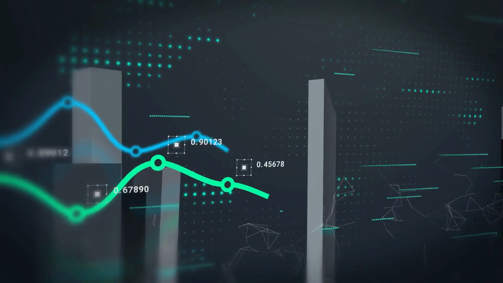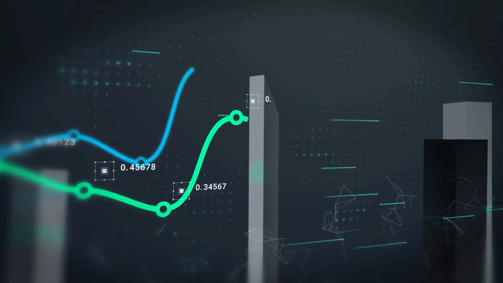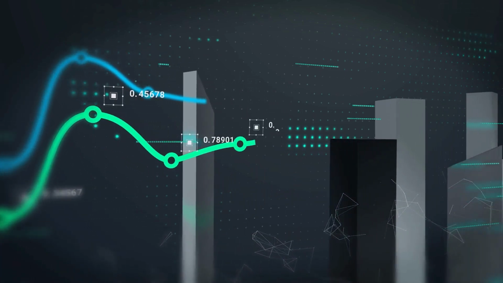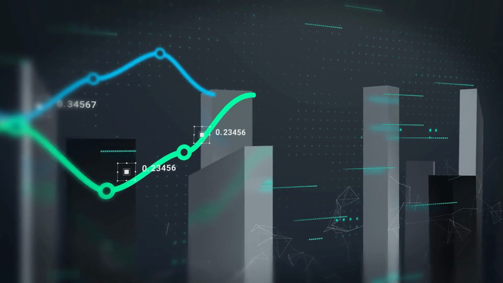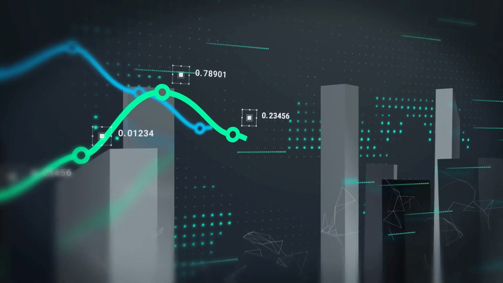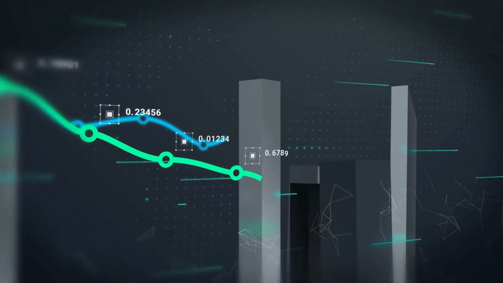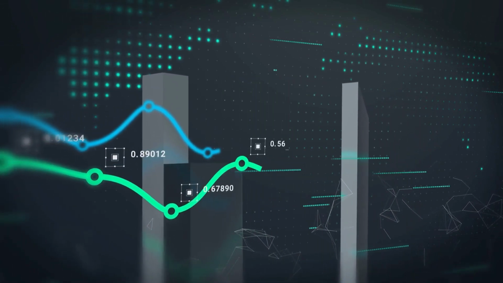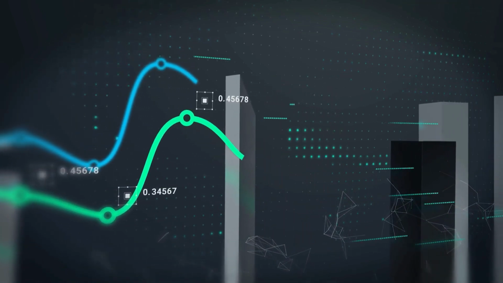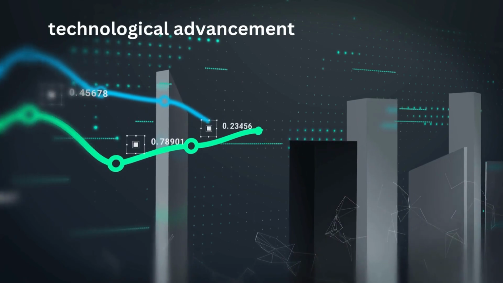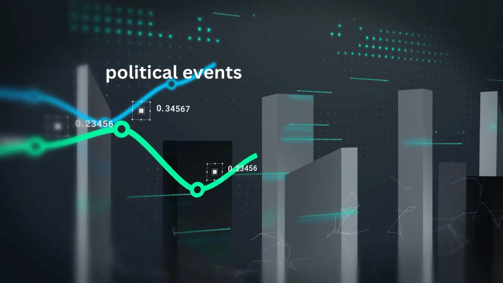N-gram graphs help you see how language is used over long periods. They provide a visual representation of the rise and fall of word popularity, showing you which words have gained recognition and which words have faded away. By studying these patterns, we can learn a lot about how language evolves.